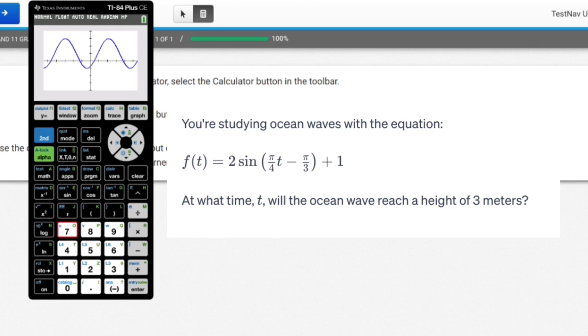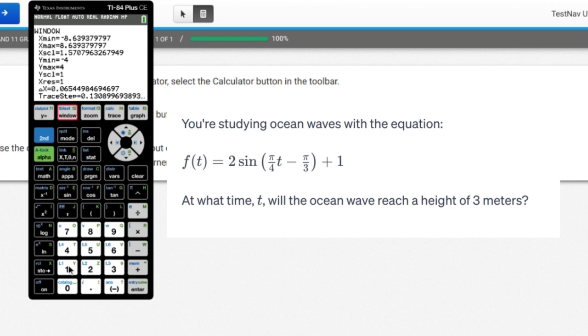At what time t will the ocean wave reach a height of 3 meters? Well, first things first, this is real life stuff, right? So I don't care about negative x values. So at some point, there's my picture, I'm going to hit 3 meters. So here's 1, 2, 3. At some point, I'm going to hit 3 meters. Maybe, it looks like, probably.